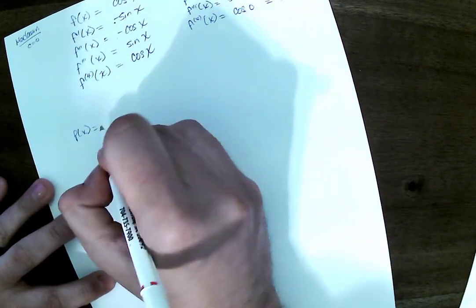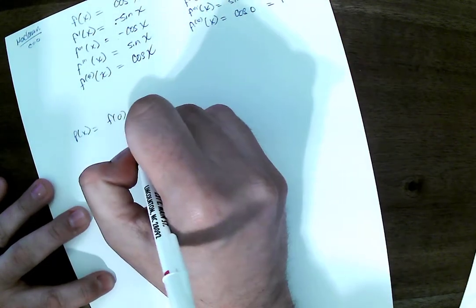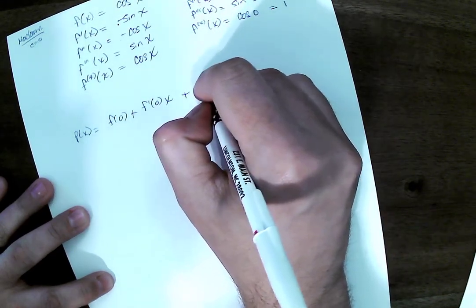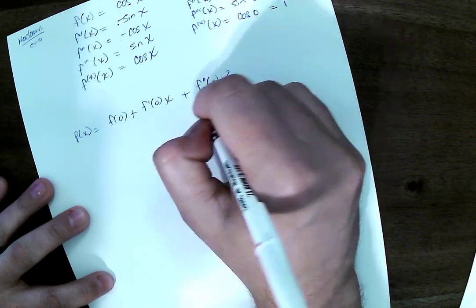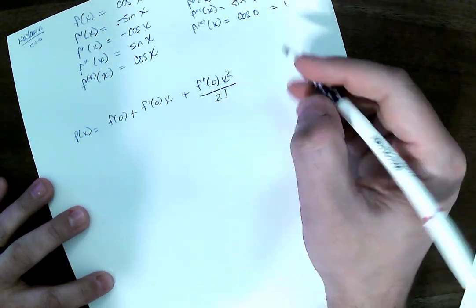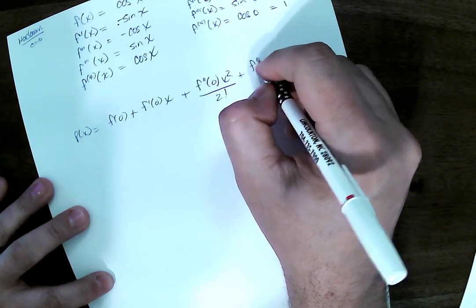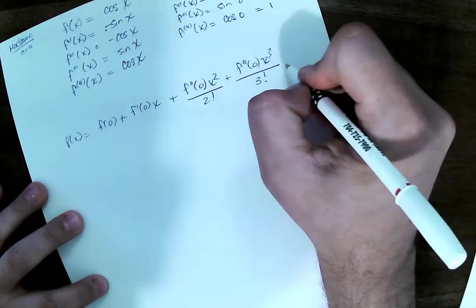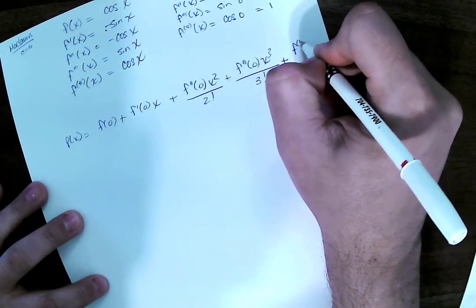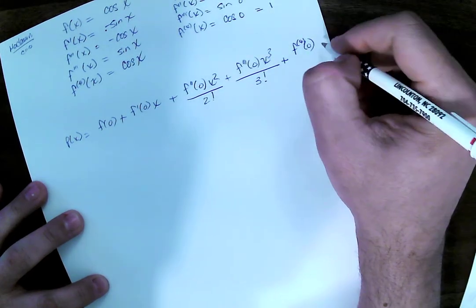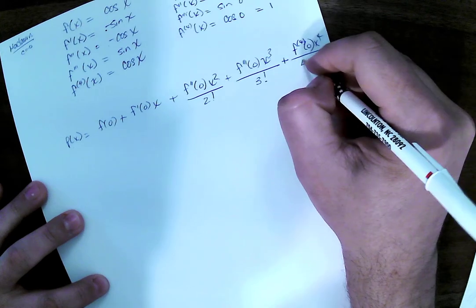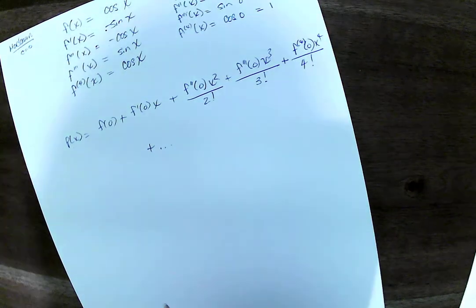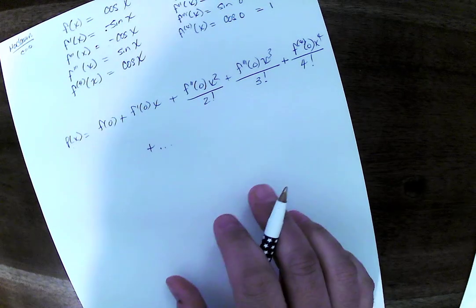Remember we said P of x is going to equal f of 0 plus f prime of 0 times x plus f double prime of 0 times x squared over 2 factorial plus f triple prime of 0 x to the third over 3 factorial, and then one more, the fourth derivative of f of 0 x to the fourth over 4 factorial. And then, of course, that continues on and on. So now let's look at what we have here and see how that works out.